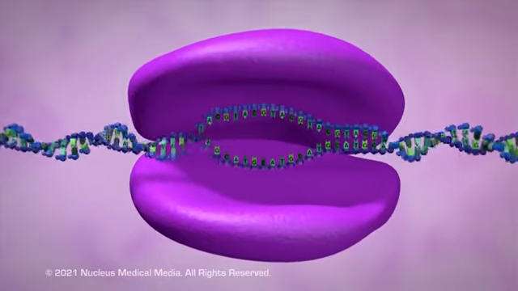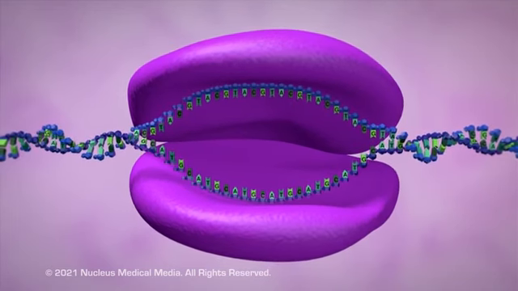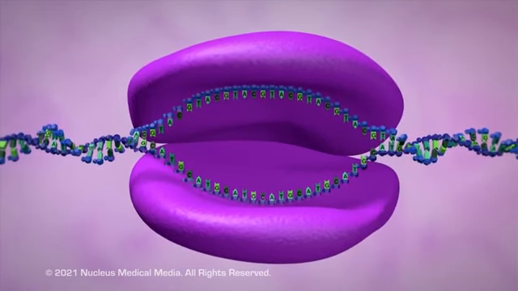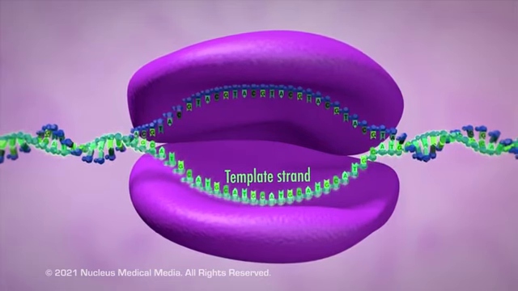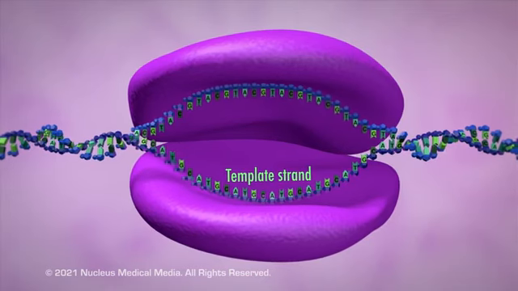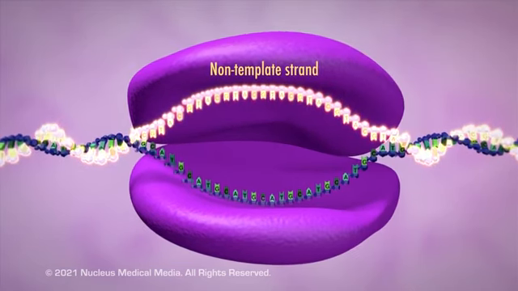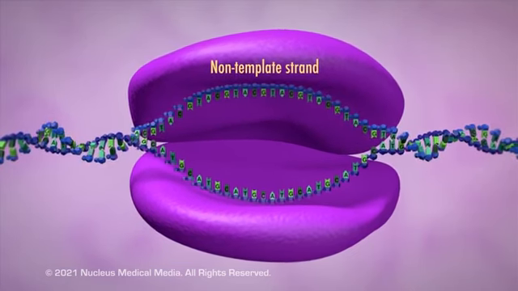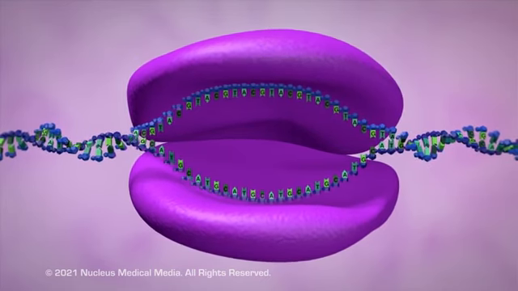RNA polymerase causes a particular area of the DNA helix to unwind and separate into 2 strands. One of the strands, often called the template strand, is the side of DNA that is read or transcribed by the messenger RNA. The other strand of DNA, often called the non-template strand, isn't transcribed by the messenger RNA.